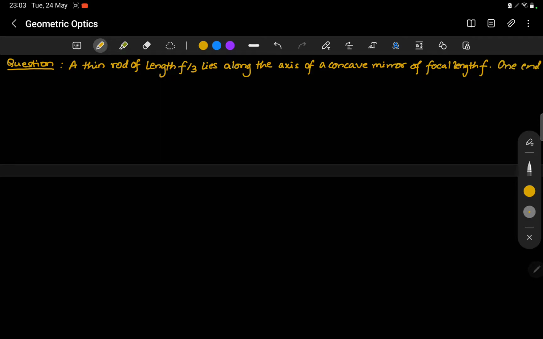One end of its magnified image touches the end of the rod. The question is, what is the length of the image?